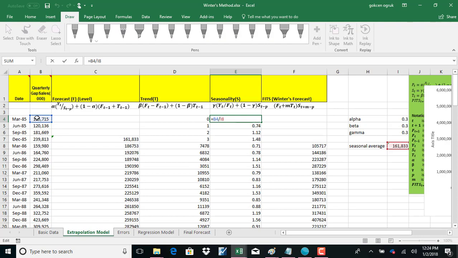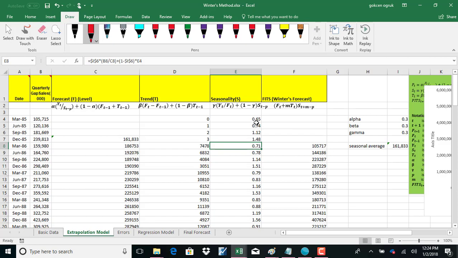Actual sales in period 1 divided by seasonal average. And I will do that for the second season or quarter 2, actual sales in quarter 2 divided by seasonal average. And I will do for third quarter, and then I will do that for the fourth quarter. Now we have found the seasonality indices, which are 0.65, 0.74, 1.12, and 1.48 for 4 quarters.